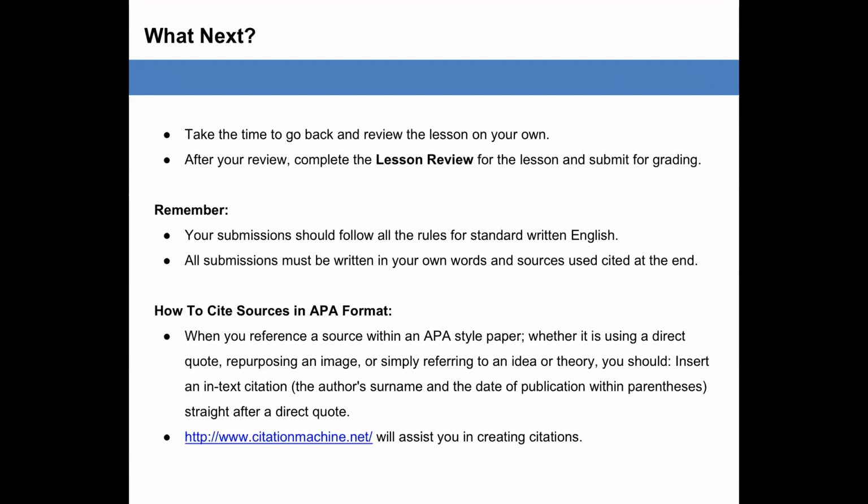How to cite sources in APA format. When you reference a source within an APA-style paper, whether it is using a direct quote, repurposing an image, or simply referring to an idea or theory, you should insert an in-text citation, the author's surname and the date of publication within parentheses straight after a direct quote. The URL citationmachine.net will assist you in creating citations.